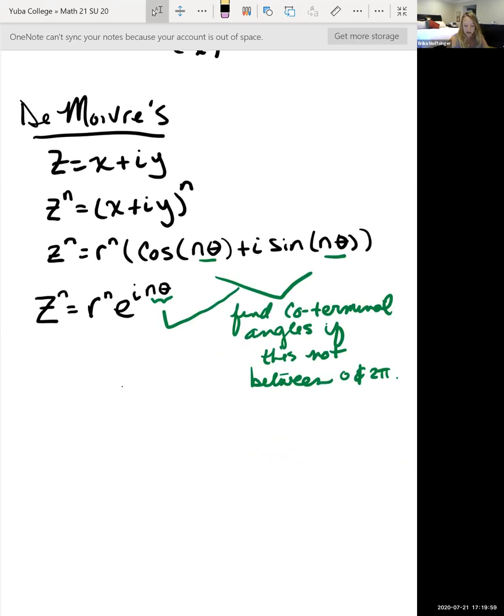So let's look at one of those. We ended with an example yesterday. We didn't finish where we got that value in between 0 and 2 pi, but we were almost there. Let's just start with a new example.